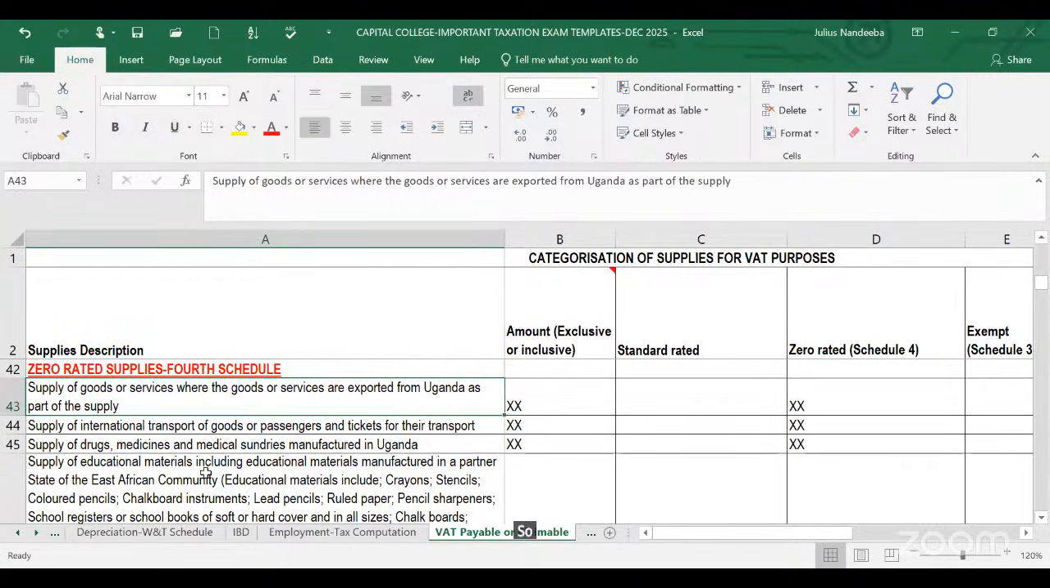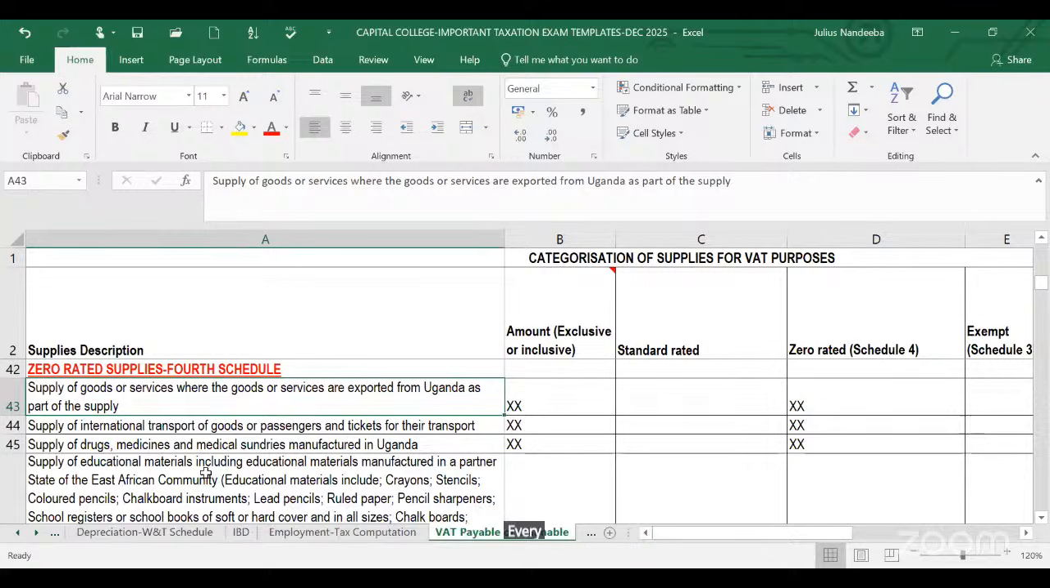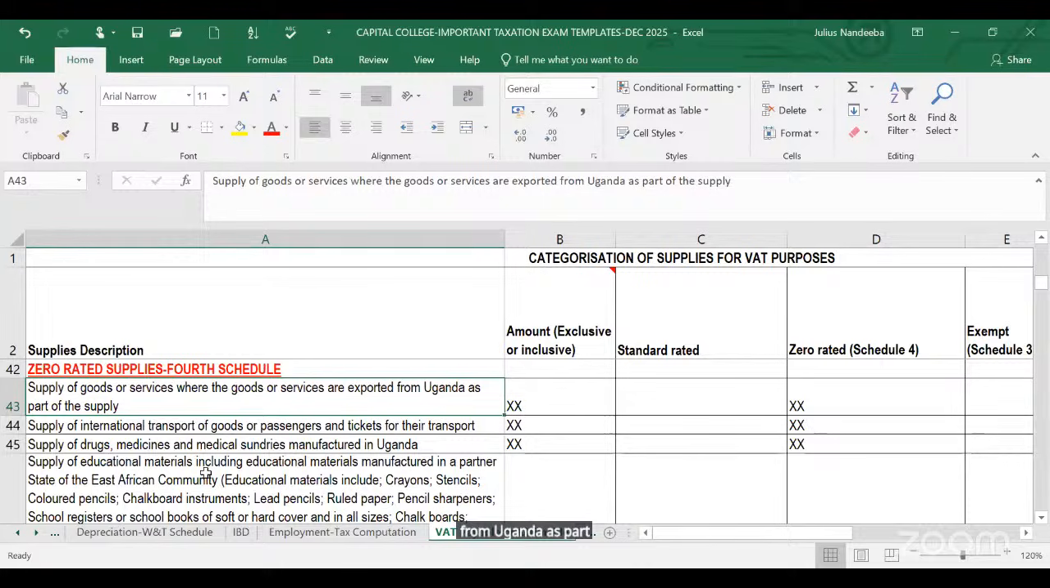So remember these ones. First principle when it comes to zero rated, and the common ones that they test. Every export is zero rated. Whether it is an export of service, whether it is an export of a good, it becomes zero rated immediately it crosses borders. So, number one, the supply of goods or services, where goods or services are exported from Uganda as part of supply.